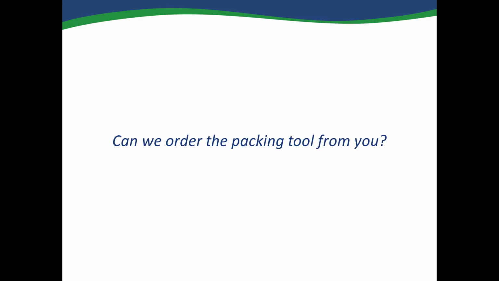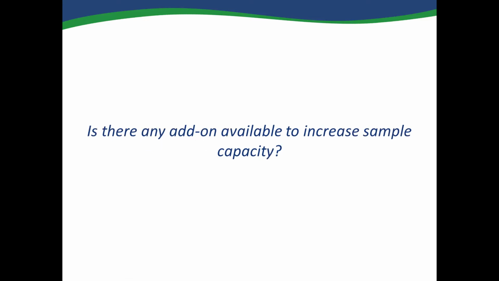Can you order the packing tool? You certainly can. It's part number Z541. You can call or order it right on our website. As far as add-on capacity, there isn't. It's 22 samples and 2 blanks per run. So if you need more capacity, you would just have to go to a second and/or third or more instrument if you're going to be running that many samples.